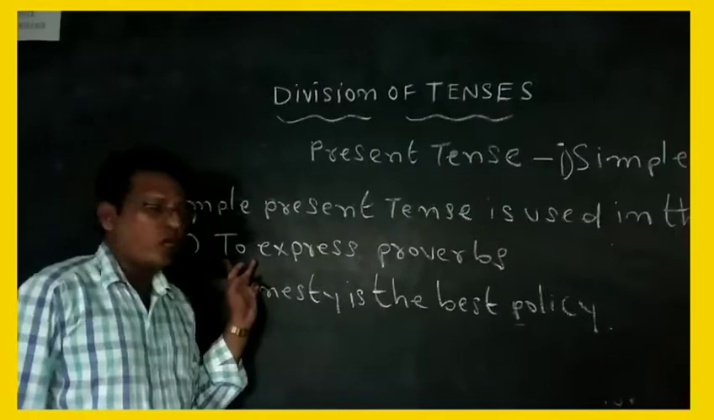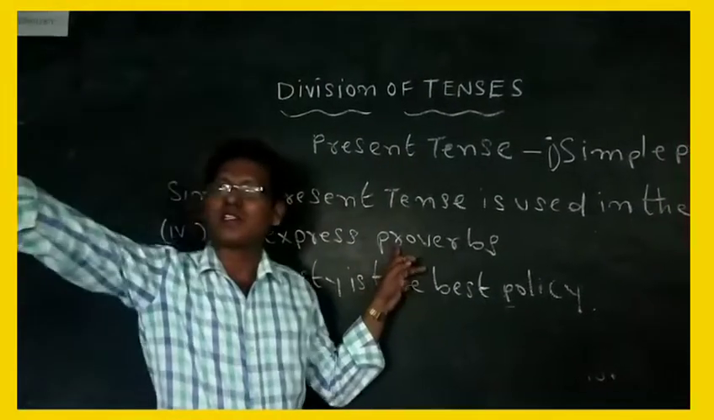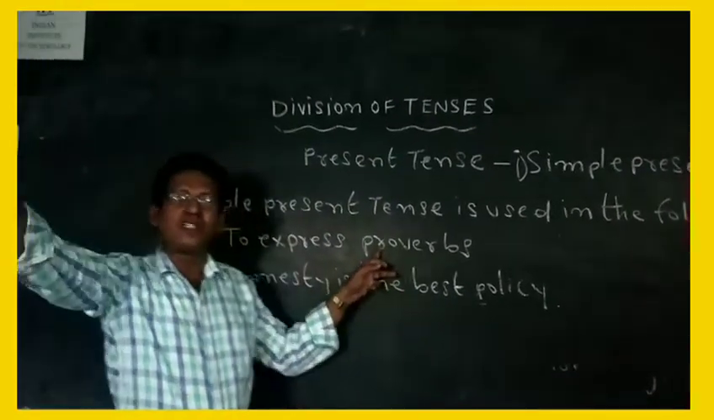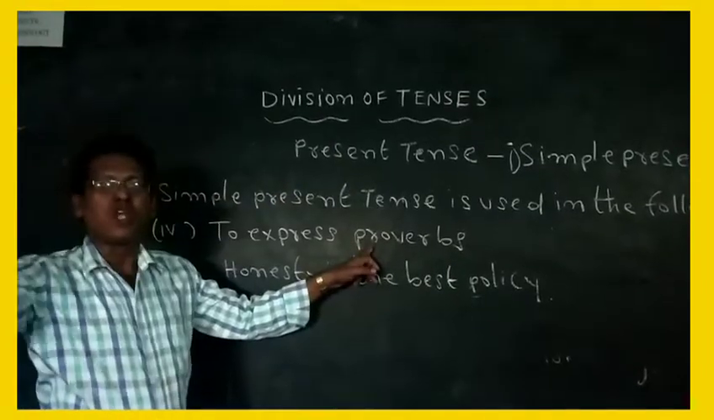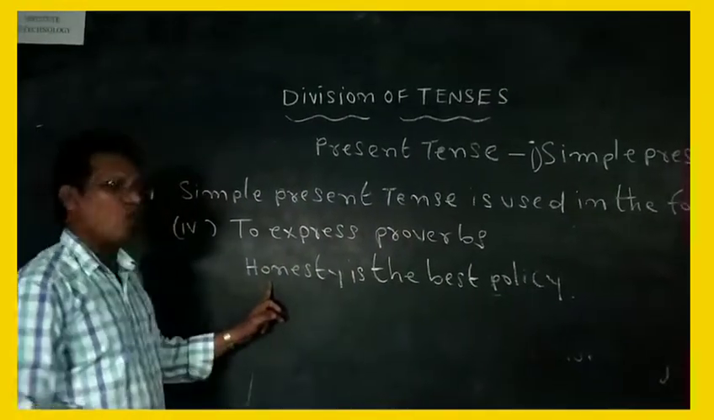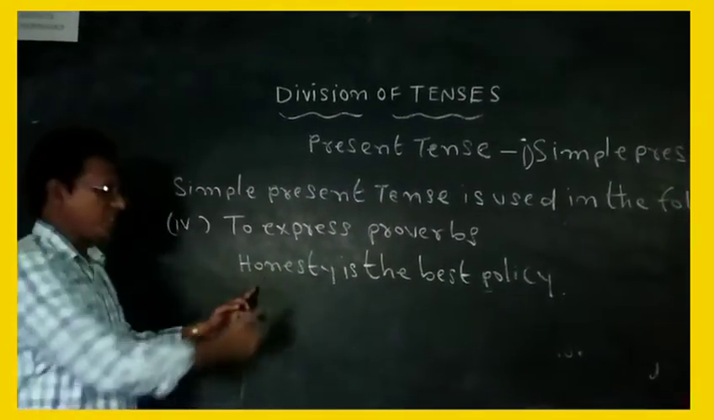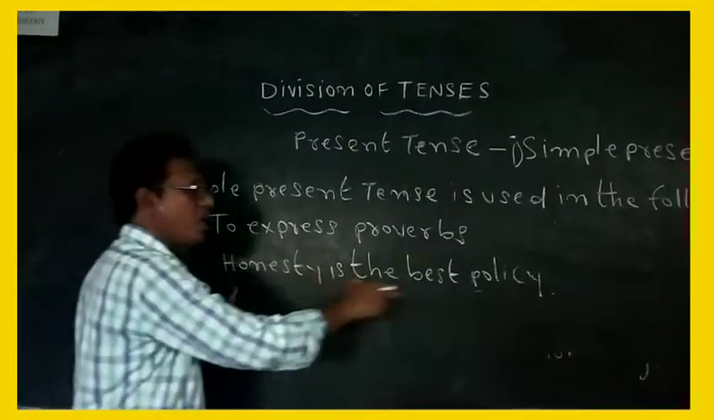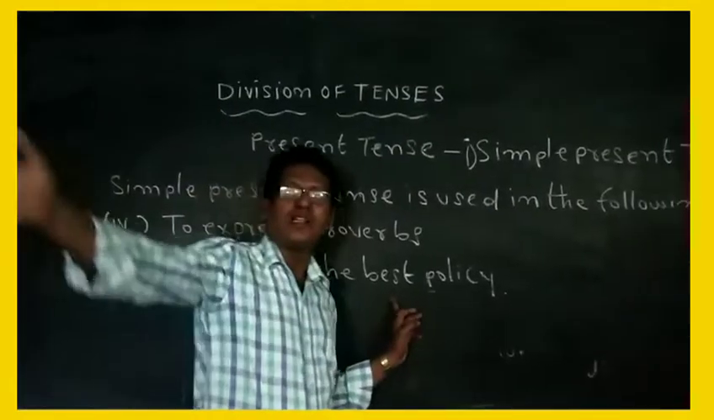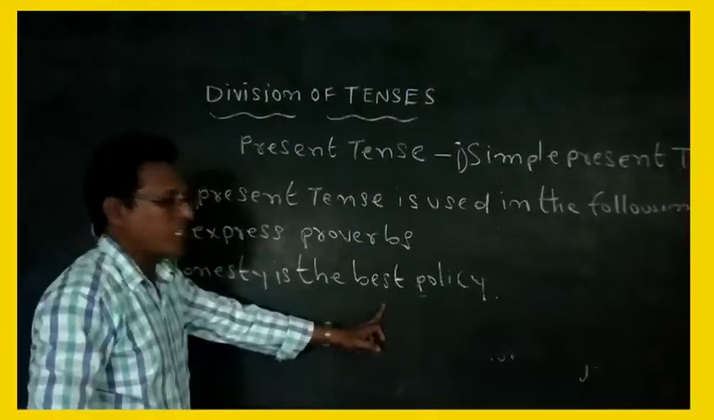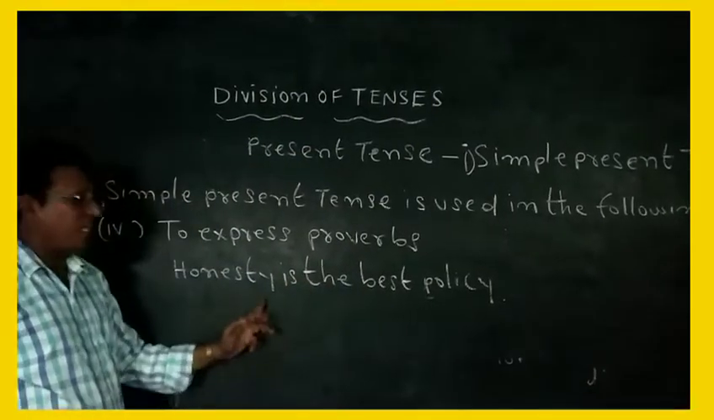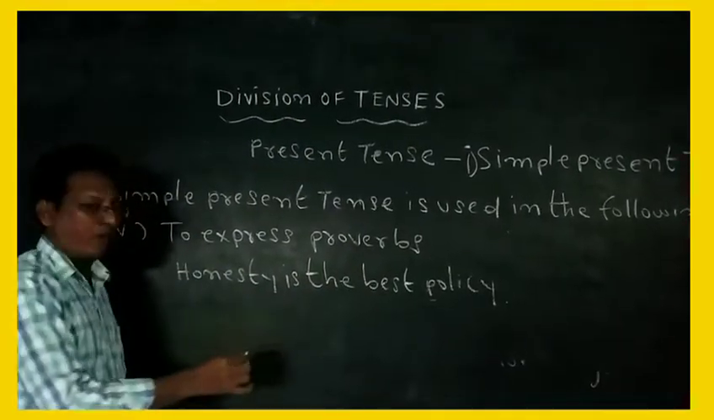Fourth occasion is to express proverbs. On the walls of schoolrooms, somewhere we write proverbs on the walls. So to express proverbs also, we use simple present tense. This is one example here. Honesty is the best policy. On the walls of the houses, we write proverbs. There also we use simple present tense.